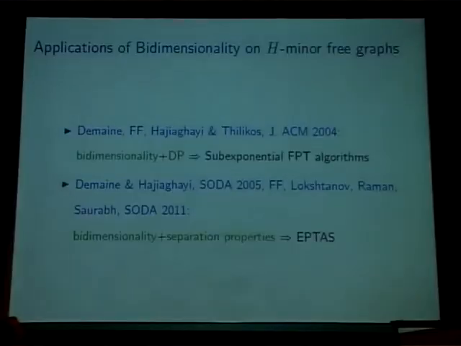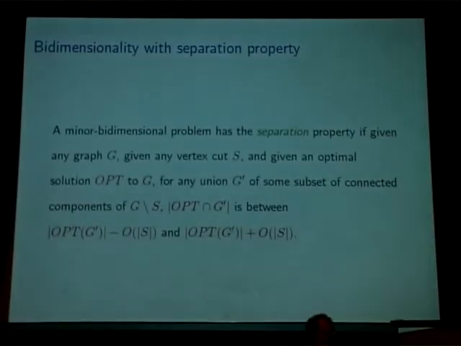Of course it was natural that we try to see if we can use bidimensionality for kernelization. But unfortunately, bidimensionality doesn't work directly for kernelization, but as with PTASes, we need some additional constraint on the problems. This constraint is called the separation property. If I have a minor bidimensional problem, I say that the problem has a separation property if, for any vertex cut S, I take an optimum solution in a graph, and then I take any union of components which I obtain after removal of the set S, and then the solution of my problem on these components is not much different from the intersection of the optimum solution with these components. So maybe in human language, what is the separation property?